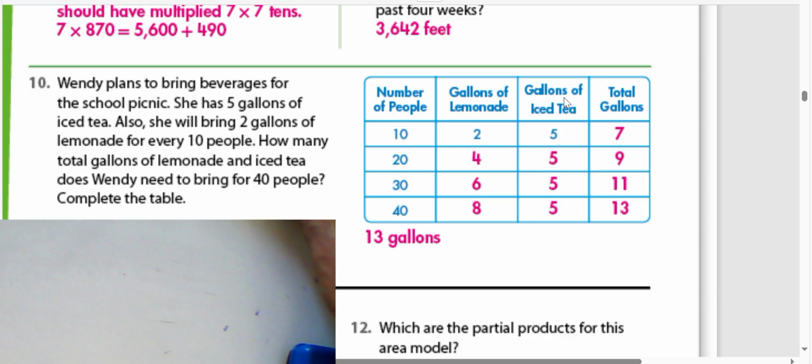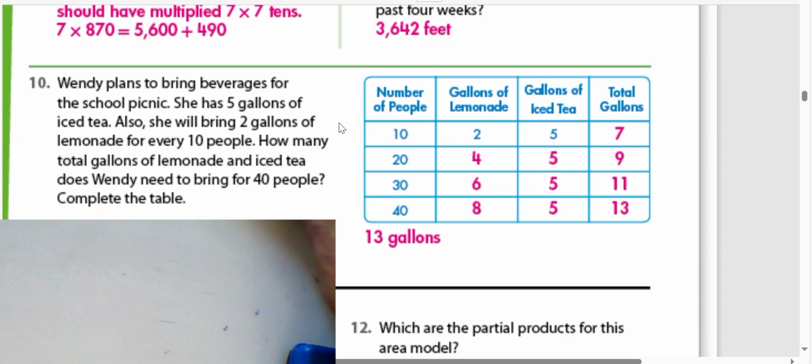Okay, it's the amount of the liquid. She will bring 2 gallons of lemonade for every 10 people. Each person will get 5. Okay, then we have here 5, 5, 5, 5. Okay, and how many total? We can write here 8 plus 5 equals 13. 2 plus 5 equals 7. 4 plus 5 equals 9. 6 plus 5 equals 11. Wendy needs to bring for 40 people. Let's get about 40 people here. 8 plus 5 equals 13.